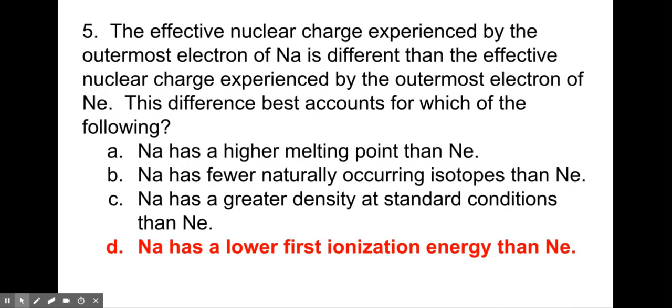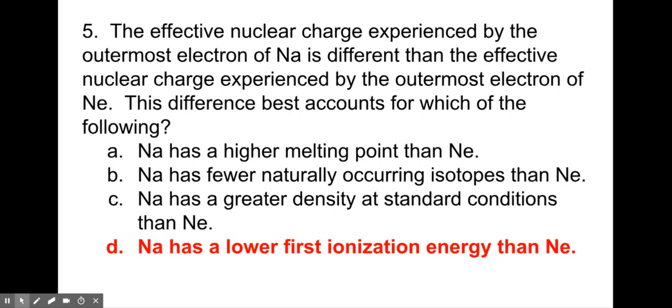Number 5. The effective nuclear charge experienced by the outermost electron of sodium is different than the effective nuclear charge experienced by the outermost electron of neon. This difference best accounts for which of the following? Let's go back to that initial statement. They tell us that their effective nuclear charge, or Zeff, is different, but they don't tell us what it is.